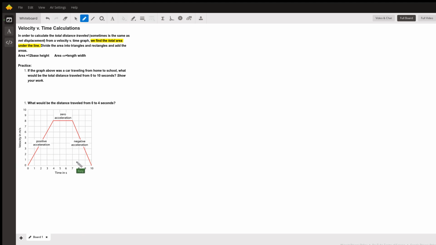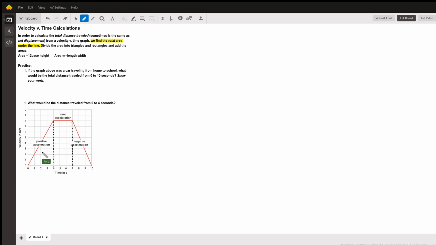If you know how to calculate the area of a trapezoid and you remember the formula, you just plug the numbers into the formula. However, the instructions say to divide it into triangles and rectangles, and this is what we're actually going to do. So the easiest way will be to divide this trapezoid into two triangles and one rectangle, and then to find the area of each one separately.